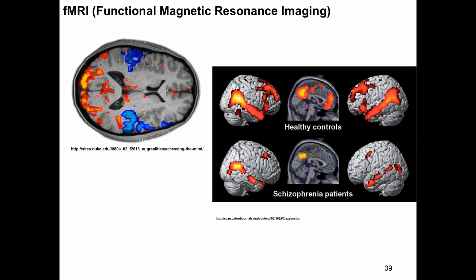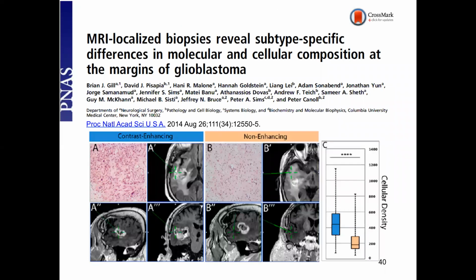You can also use MRI to guide biopsy specimens now too. We usually use ultrasound if they want to do that. Then, of course, here you can see, MRI localized biopsies reveal subtype-specific differences in molecular and cellular composition at the margins of glioblastoma. I used to study glioblastoma when I was at NYU. So it was really interesting to see this, but you can see that it could be very important in terms of biopsy and localizing where you should take that biopsy.